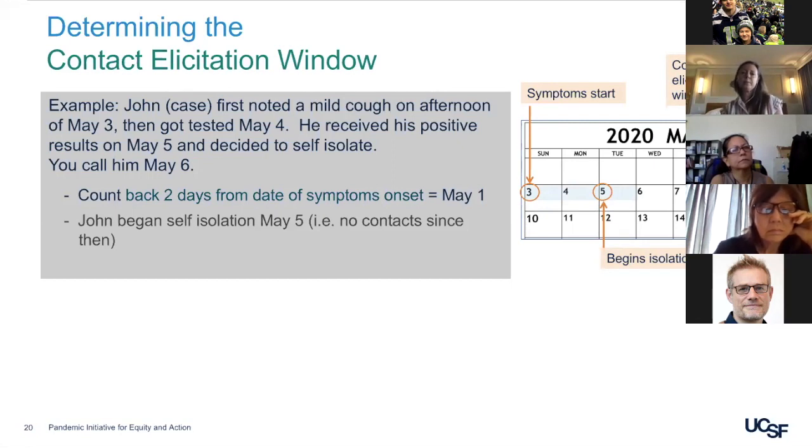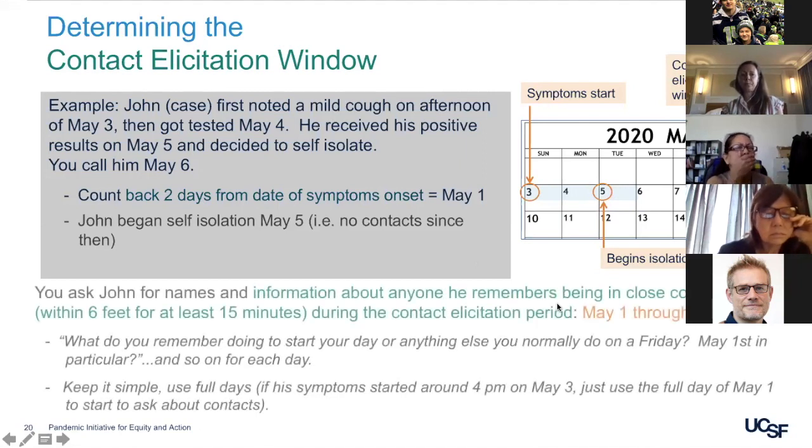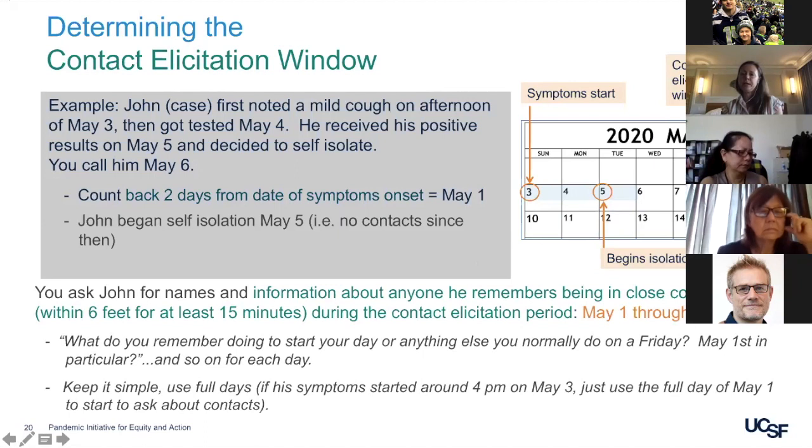So if his symptoms started on the 3rd with that cough, we count back 2 days, going from May 3rd back to May 1st. And then he began self-isolation on the 5th. What is the window? We want the contact elicitation window of the 1st through the 5th, those green days and the blue days.